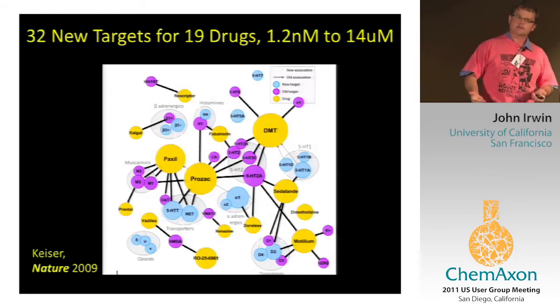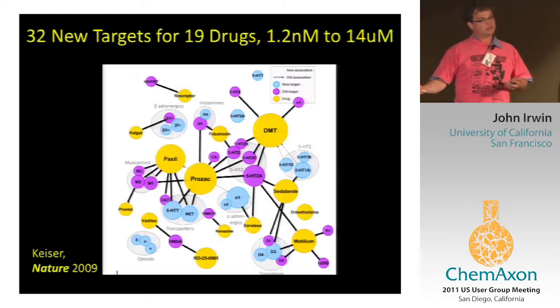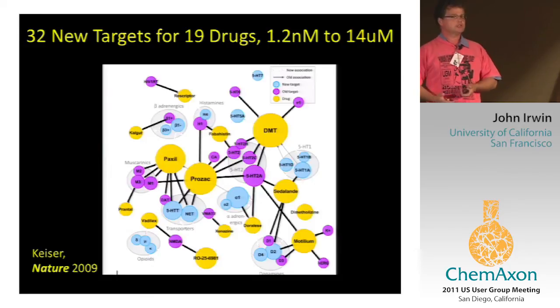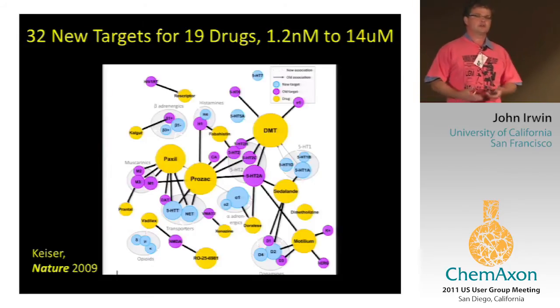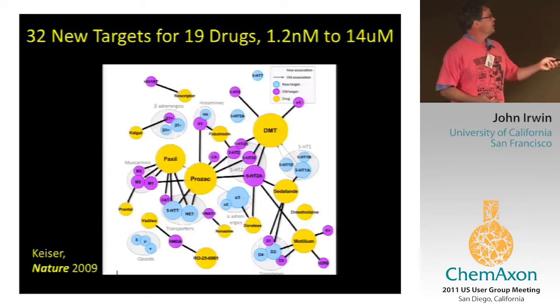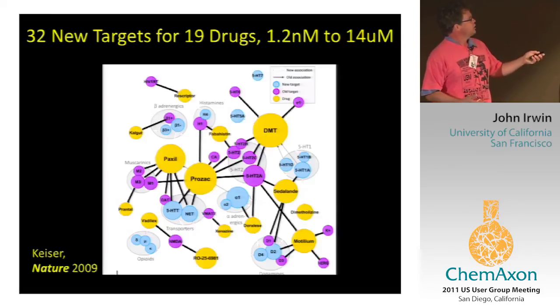And sometimes we noticed that we predicted targets for drugs where we could find no reference, no information about that in the literature. And we actually managed to find, for 19 drugs that were on the market, 32 targets that we could not find in the literature. We purchased the compound, we tested it, and so what you're seeing here in this diagram is drugs.